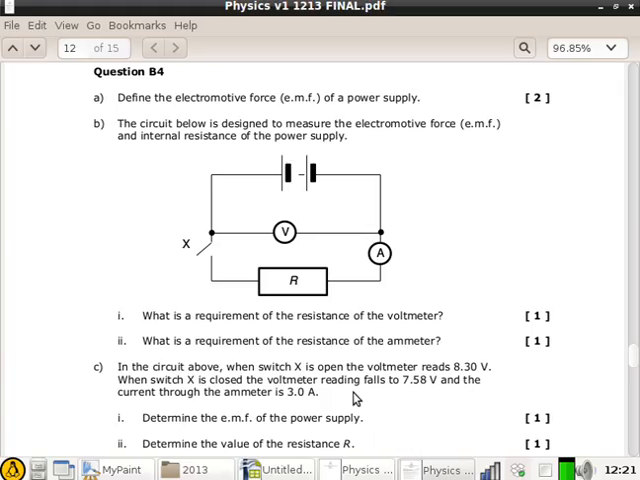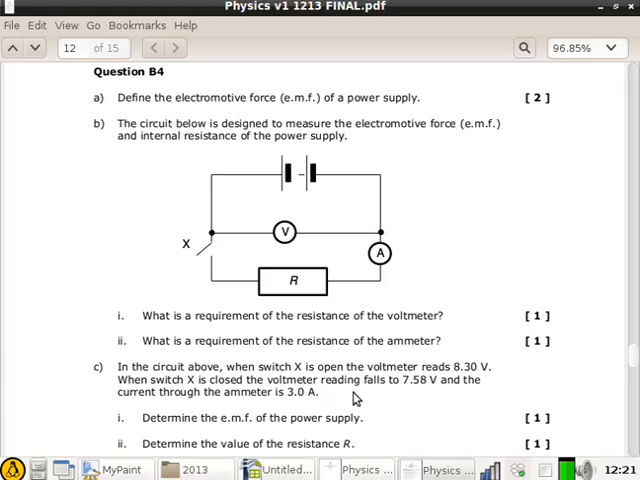Why must the resistance in the voltmeter be very high? Because no current goes through it, because the voltmeter only wants to look at the voltage. It doesn't want any current. So it has a high resistance, so no current can pass through it. In other words, it's a bad conductor. Do all voltmeters have it? Yes, all voltmeters have a high resistance.